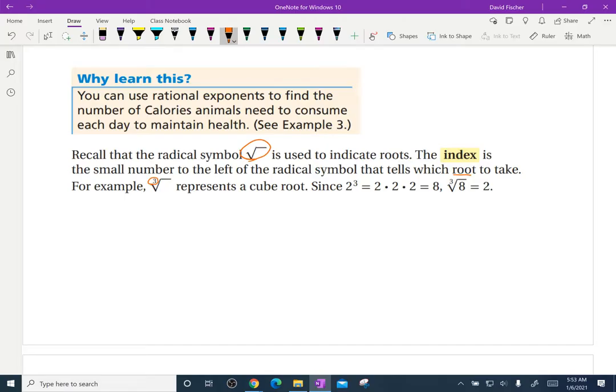Okay, so if we were reading this math problem right here, we'd say, what's the cube root of 8? Or what's the third root of 8? And so if we put that into our calculator, which is going to take some practice here, but basically what we're saying is what number times itself 3 times will give me 8. 2 times 2 is 4, times 2 is 8. So our answer is 2.